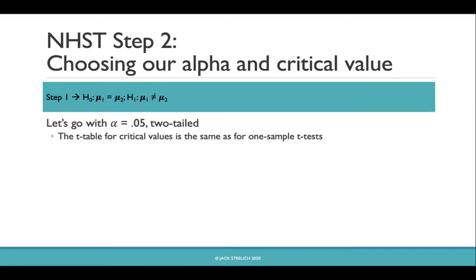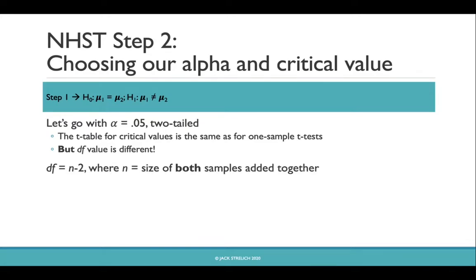Conveniently, the table of critical t-values that we use for the independent samples t-test is the same as the one we used for the one-sample t-tests. However, the degrees of freedom are different. For an independent samples t-test, degrees of freedom is equal to n minus 2, where n is the size of both samples added together. We subtract 2 because there are now two sample means in this calculation.